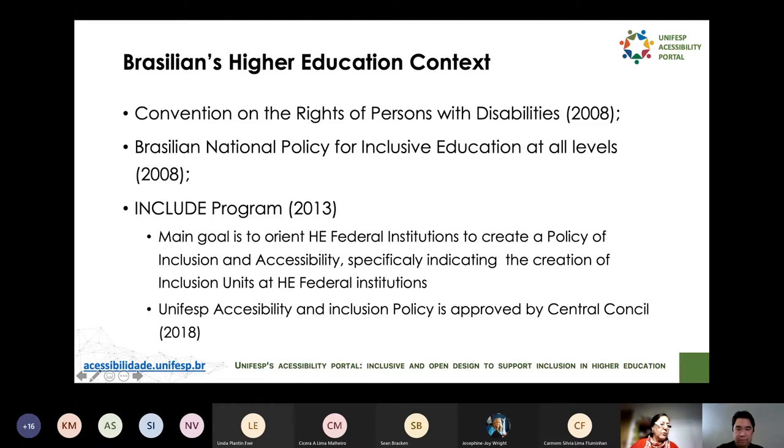UNIFESP has started a new chapter in our social commitment of offering high quality education for our students. Our policy of accessibility and inclusive education was recently approved in November 2018 by the central board of the university. From my point of view, it is particularly important to create a successful path to build a new, more inclusive institutional culture, considering that historically people with disability have been excluded from education and so many other social policies.